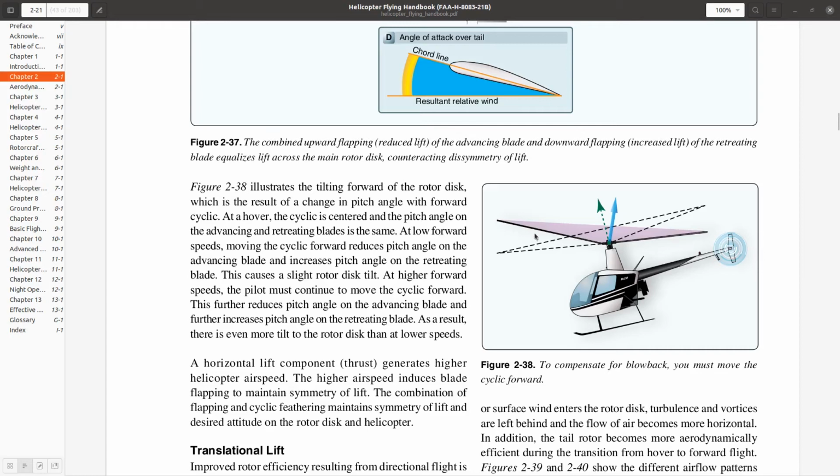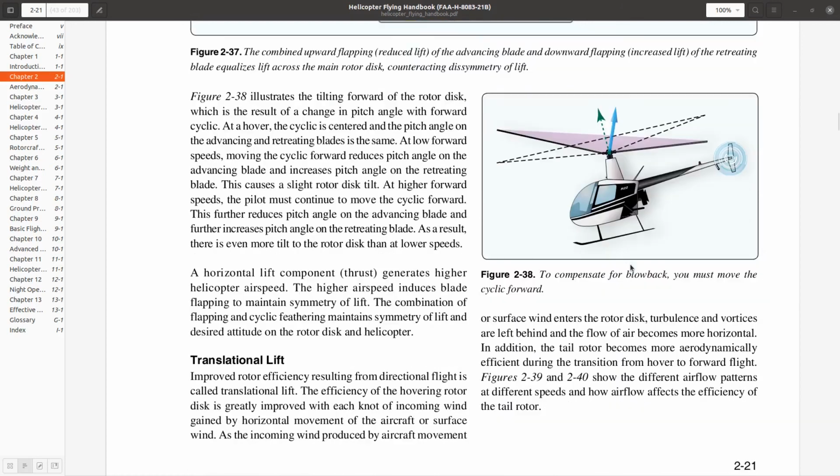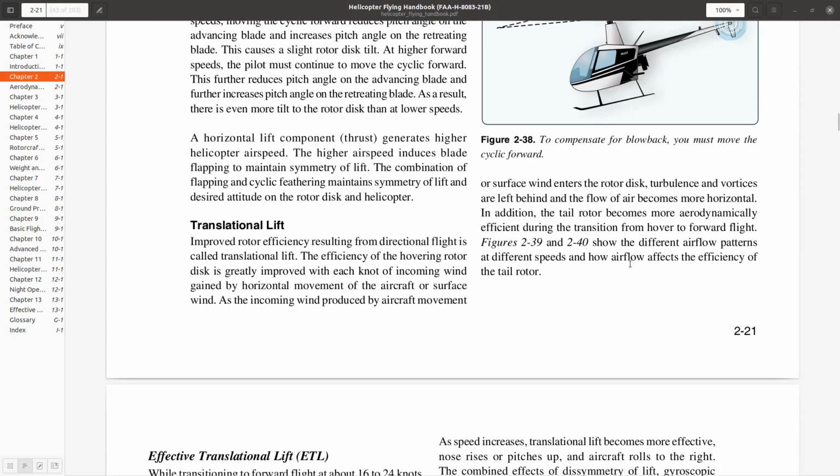As you're going forward, this forward part of the disc is starting to get into clean air, whereas it's throwing all of its turbulence into the back part of the disc. So it's not going to produce as much lift. So you'll notice when you go to take off in a helicopter that it's going to try to pitch up or blow back on you, and you have to push through it, push forward. And you have to get to what we call translational lift.